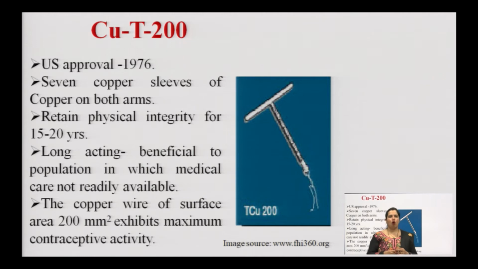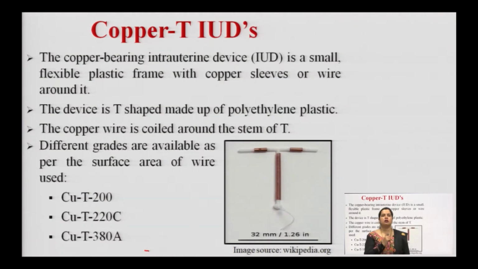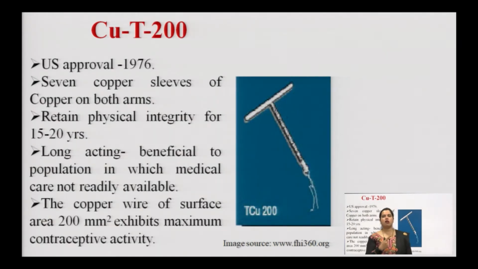The copper wire of surface area 200 mm square exhibits maximum contraceptive activity. As in the previous slide, we discussed that different grades are available as per the surface area of wire. It is observed that a surface area of 200 mm of copper wire shows maximum contraceptive action. So, here you see the design of the copper 200 IUD.